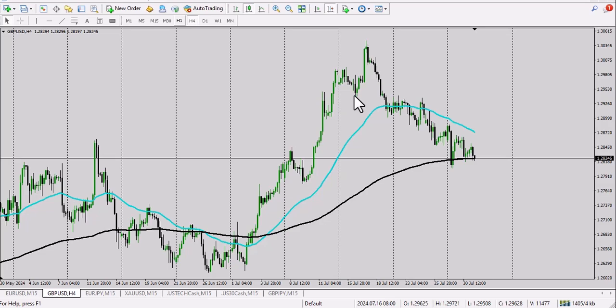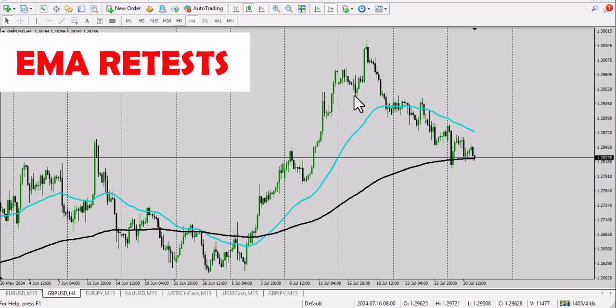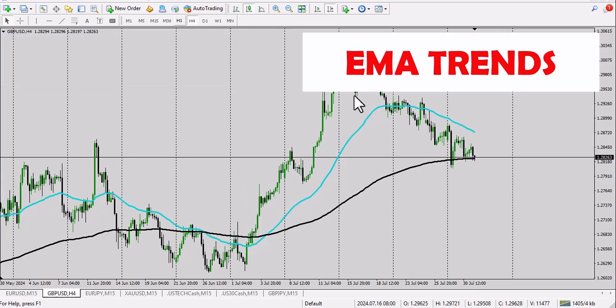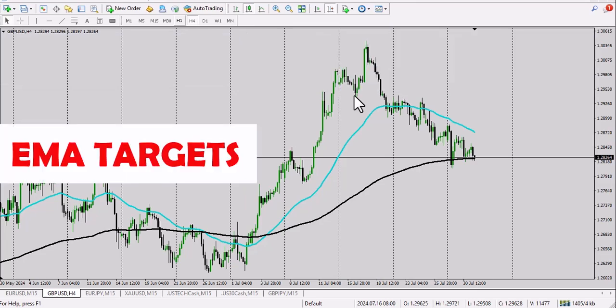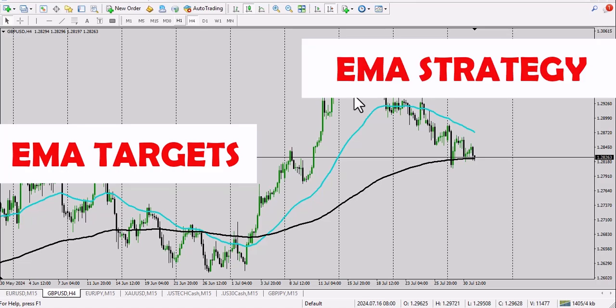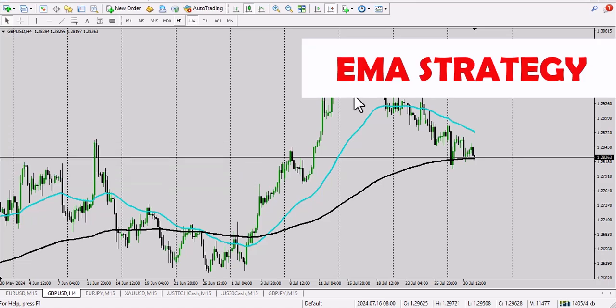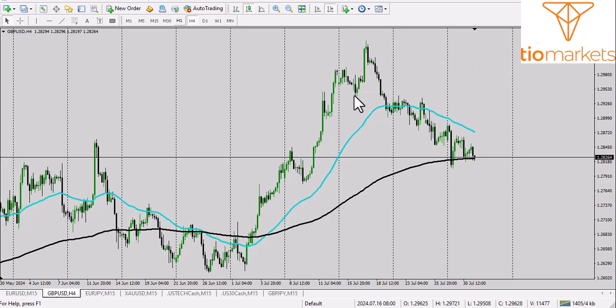Today we're going to talk about moving averages, how best you can be trading your moving averages and what uses they are to you in your trading arsenal. So number one, we're going to look at how you can trade retests using moving averages. We're going to look at how you can identify trends, how you can identify targets, and how you can structure a strategy from moving averages. And I'm going to show you a moving average strategy in the video, and I'm going to show you how to identify trends, how to do retests, and everything that comes with moving averages.